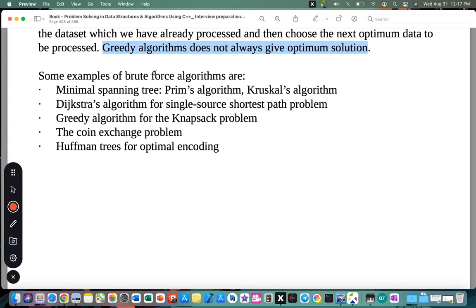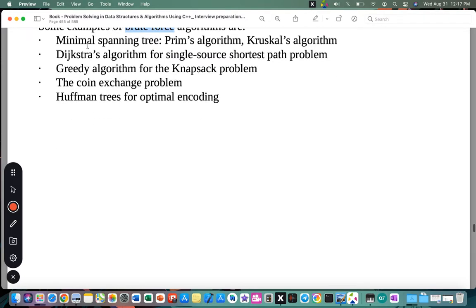Some examples of brute force algorithms are... it's not brute force, it's greedy. All right. Some examples of the greedy algorithms are minimal spanning tree, like Prim's algorithm, Kruskal's algorithm, Dijkstra's algorithm for the single source shortest path problem, optimal result, right? A greedy algorithm for the knapsack problem, the coin exchange problem, Huffman trees for optimal encoding. All right. So we talked about the second one.